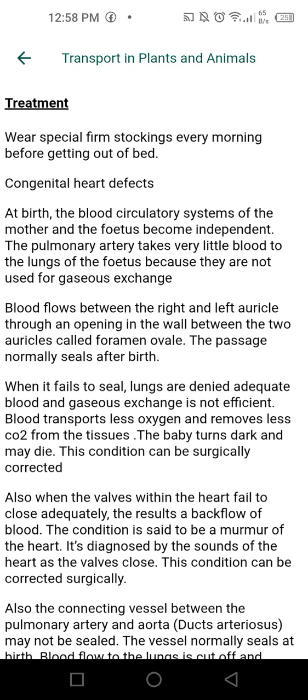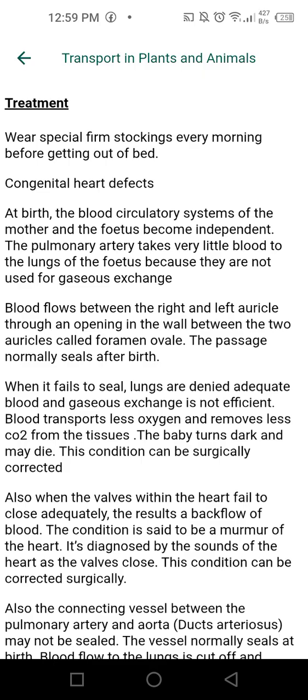Congenital heart defects. At birth, the blood circulatory systems of the mother and the fetus become independent. The pulmonary artery takes very little blood to the lungs of the fetus because they are not used for gaseous exchange. Blood flows between the right and left auricle through an opening in the wall between the two auricles called the foramen ovale. The passage normally seals after birth. When it fails to seal, lungs are denied adequate blood and gaseous exchange is not efficient.